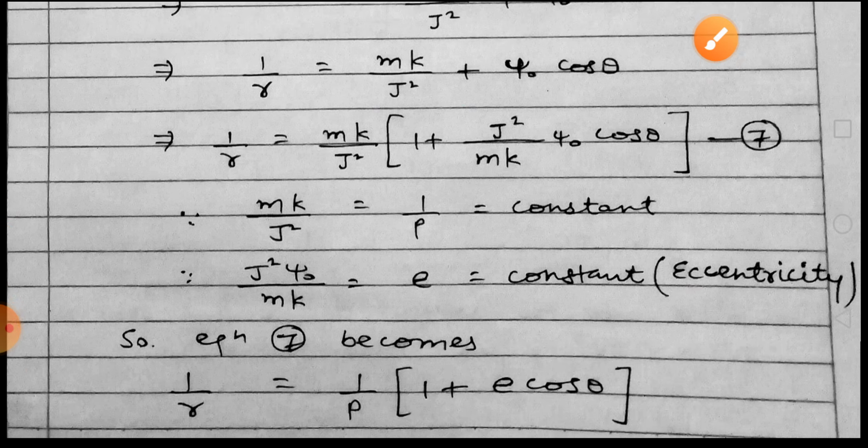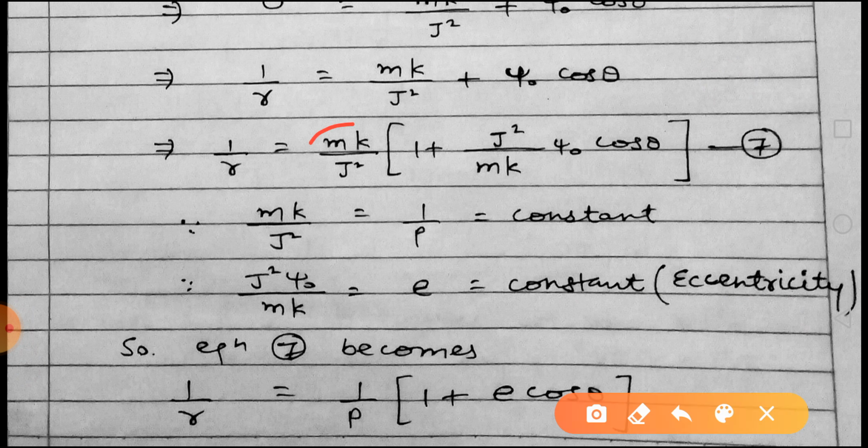Now assume that mk upon J square is equal to 1 upon p, which is an arbitrary constant, and J square psi naught upon mk is e, which is a constant called eccentricity. So equation 7 becomes 1 upon r is equal to 1 upon p times 1 plus e cos theta.